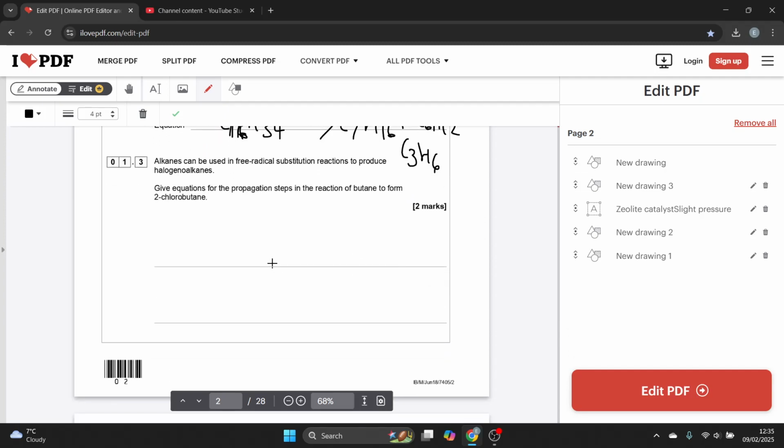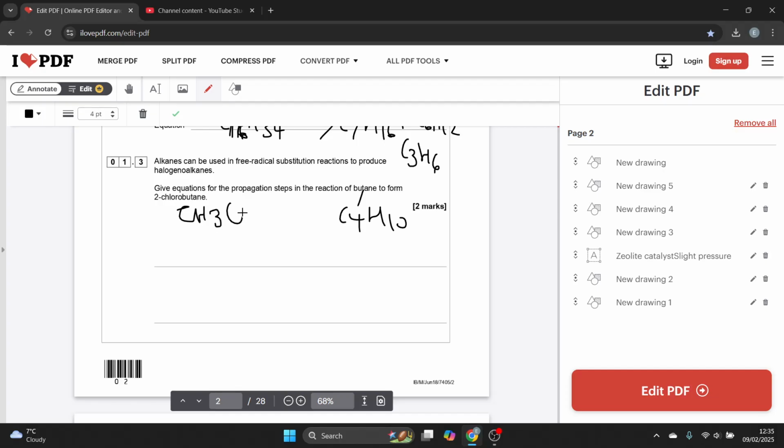Alkanes can be used in free radical substitution to produce halogenoalkanes. Give equations for the propagation steps in the reaction of butane: methane, ethane, propane, butane, C4H10. But obviously I don't want to draw it like that. I want to write it down as CH3, CH2, CH2, CH3.